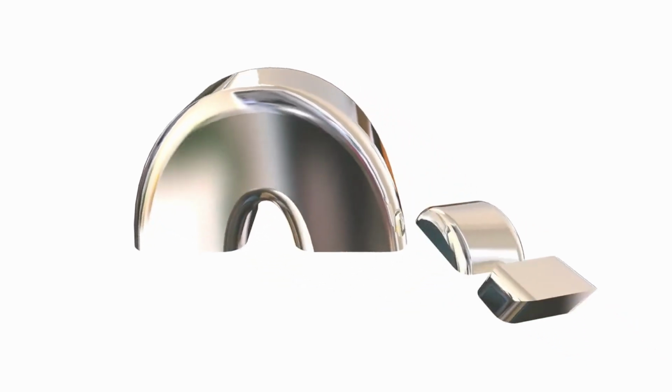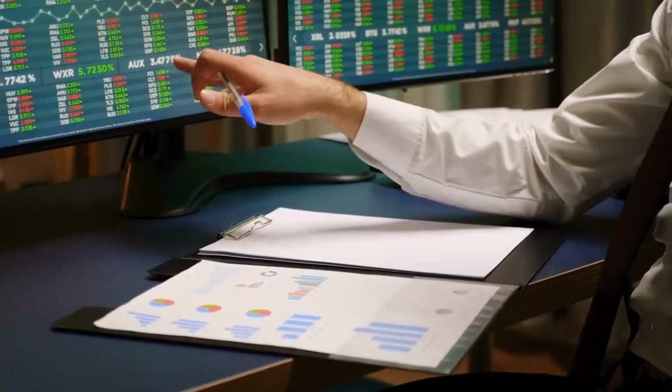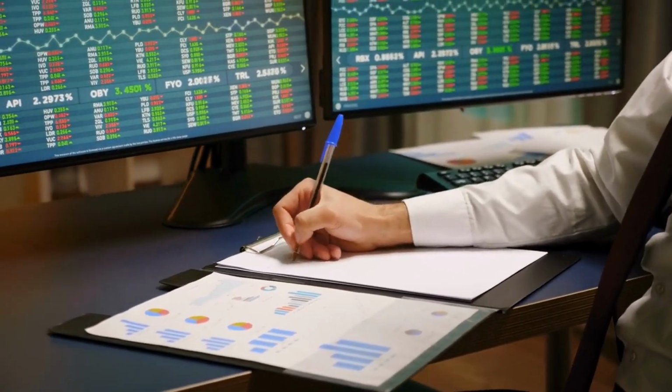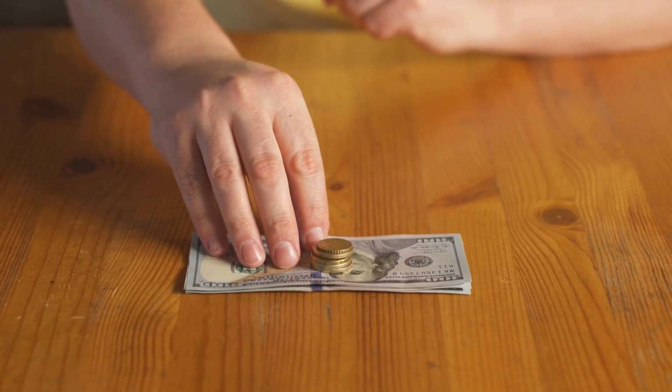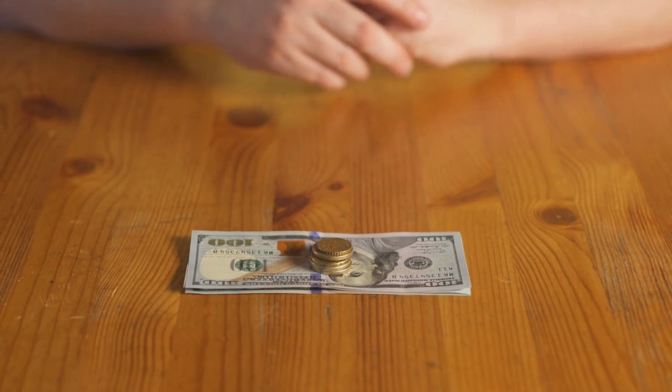Next, we have zero coupon bonds. Zero coupon bonds do not pay periodic interest, thus the name zero coupon. Instead, they are sold at a deep discount to the face value and mature at par. Beginners should understand that these bonds can provide significant lump sum returns at maturity, but do not offer regular income. Our next type of bond is convertible bonds, and they can be converted into a predetermined number of the issuing company's stock shares. They offer the potential for capital appreciation if the company's stock price rises. Beginners should know that convertibles combine features of both bonds and stocks, providing both income and growth potential.